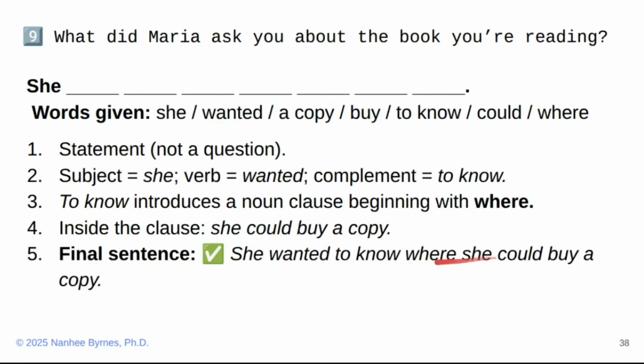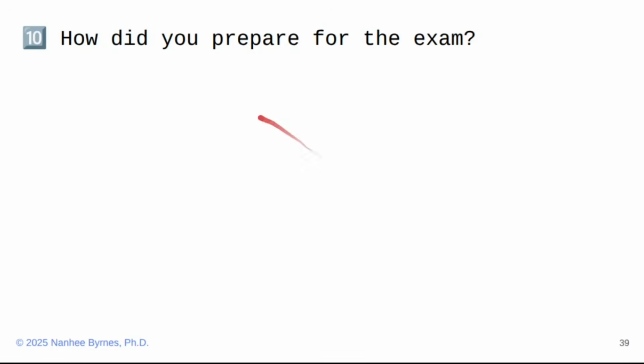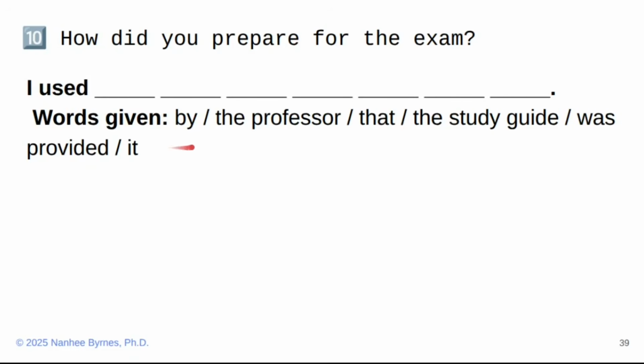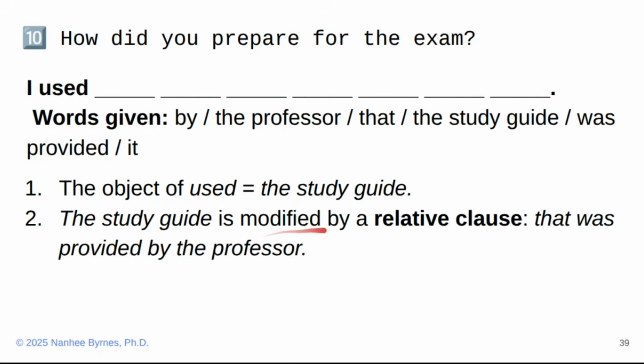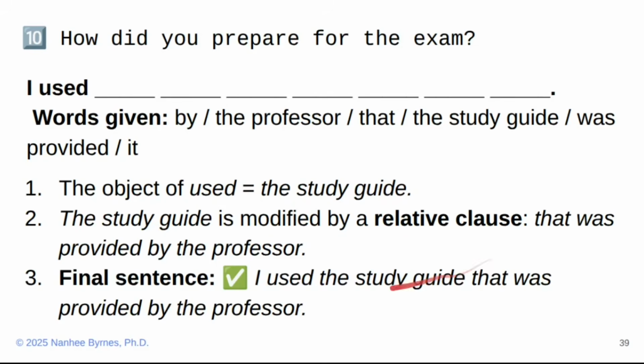10. How did you prepare for the exam? Words given: by, the professor, that, the study guide, was provided, it. Here the noun used is the study guide, which answers what was used. The study guide is described with a relative clause, "that was provided by the professor." The clause uses passive voice, and the prepositional phrase "by the professor" shows who provided it. Answer: I used the study guide that was provided by the professor.